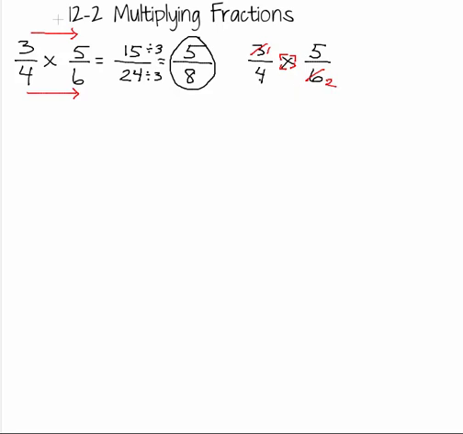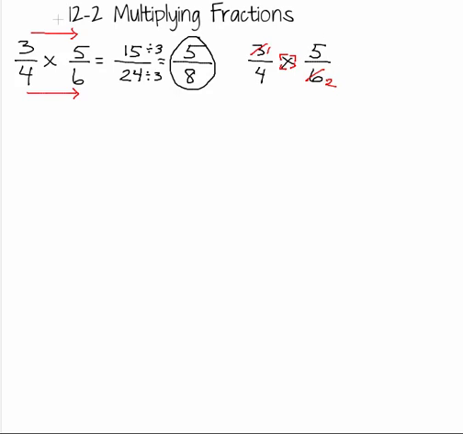Did you see how I did that? Now, is there anything that can be reduced with any number that goes into both 4 and 5 evenly? No. So you can't cross-reduce those. Well, what I have left is a 1 for the numerator, a 4 for the denominator, a 5 for the numerator, and a 2 for the denominator.